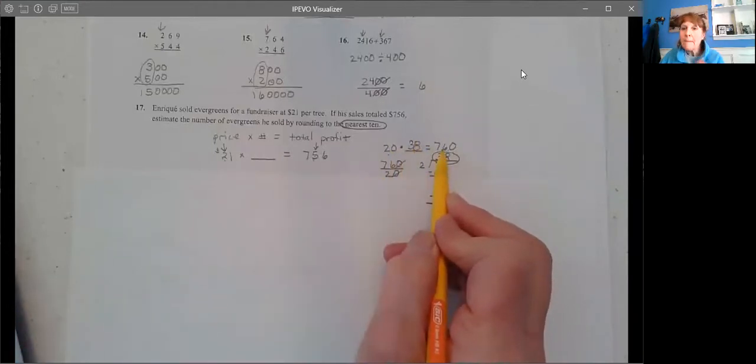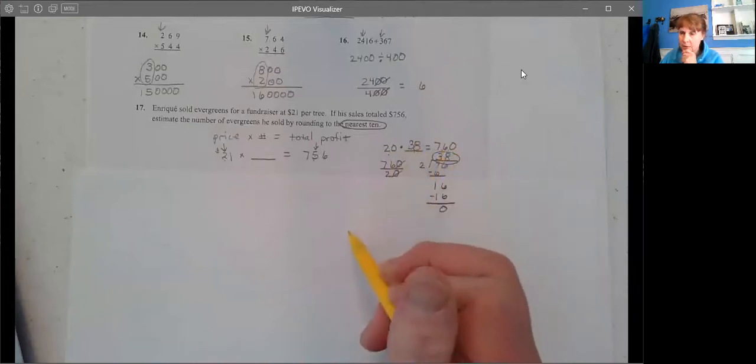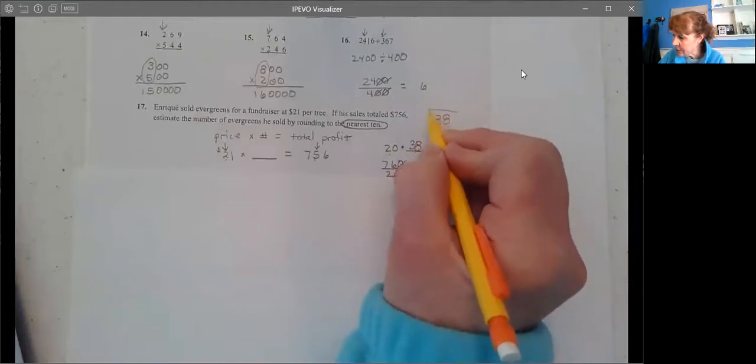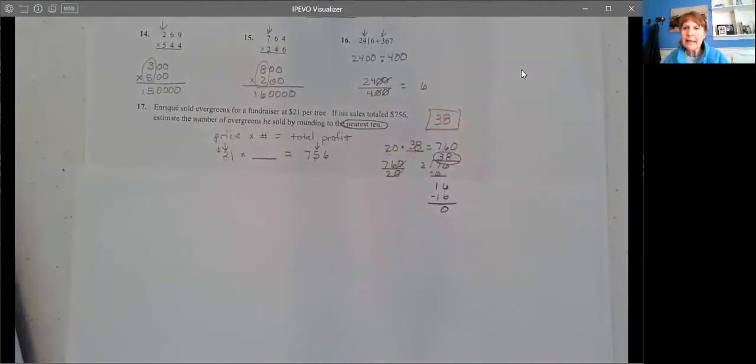So we sold about 38 trees is what we came up with. So it's about 38 trees is what we sold. All right, and again, it's just about, because this is an estimate. Since we rounded, it's an estimate, it's not exact. All right, well, I'm hoping that clears up any rounding, if you had forgotten.